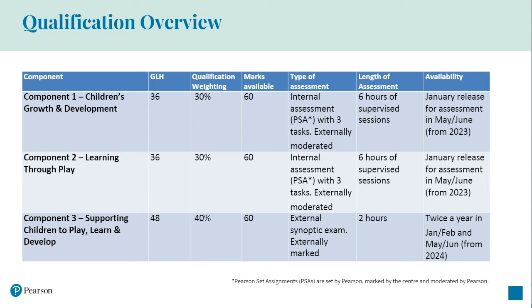The final component 3 is 48 guided learning hours, worth 40% of the qualification grade, and is externally assessed by Pearson. It is a 2-hour written examination, available twice a year in the January, February and May, June assessment series. Each assessment in the qualification is marked out of 60 available marks.